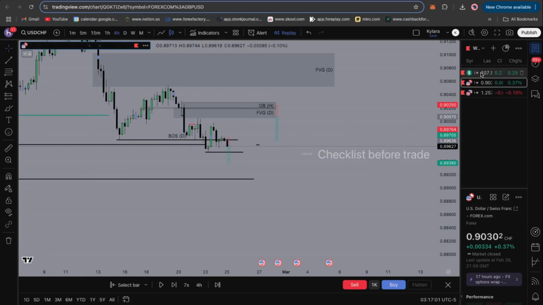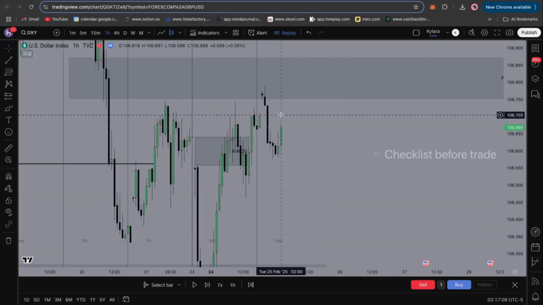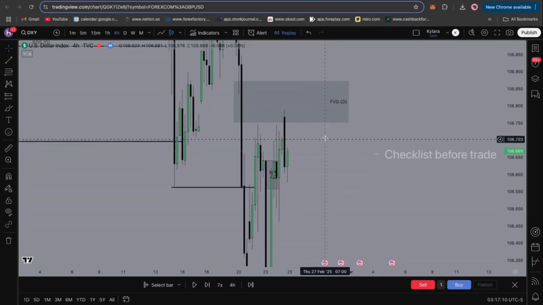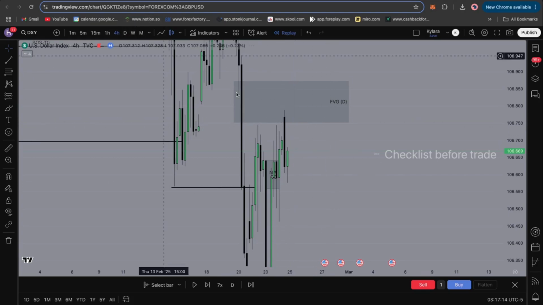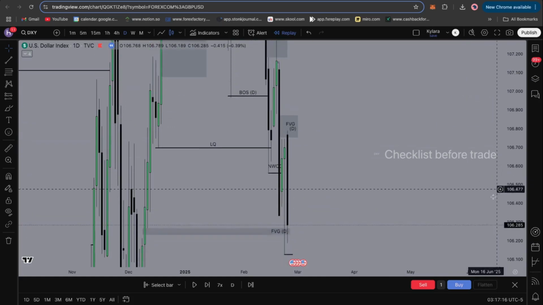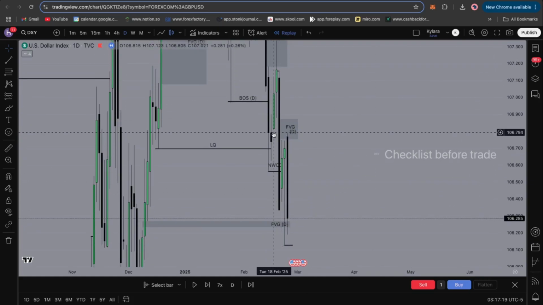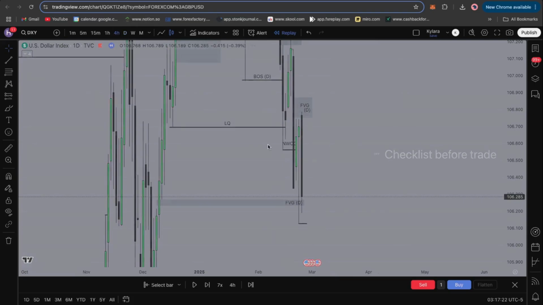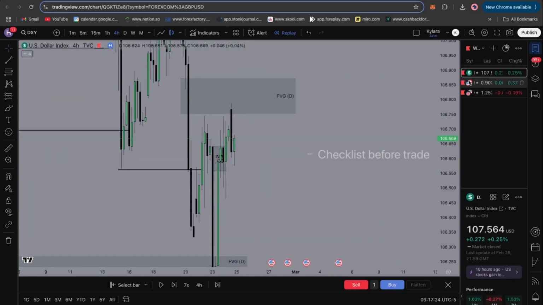It was nice. Going on to DXY, we come up into this fair value gap. It's clear on the 4 hour here. We have this daily fair value gap. We swept these two highs and we're moving lower. Here's the daily fair value gap here. It also overlaps with this old gap, but we didn't tap into that, so we don't even need to worry about that. So that's set up for this trade.